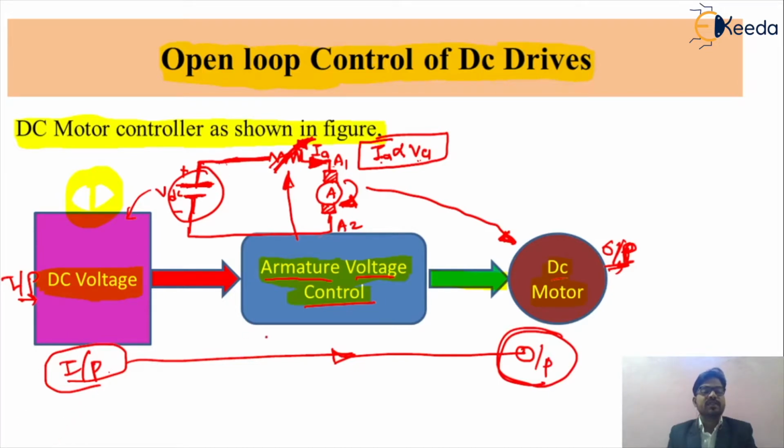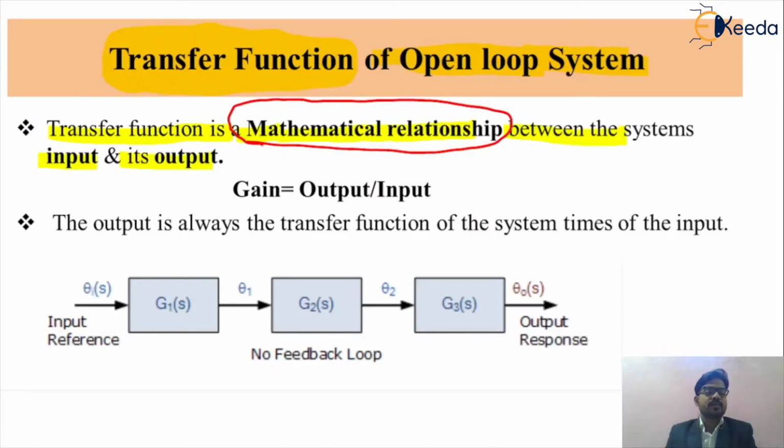Friends, in the transfer function we get one important term called gain, and gain is output divided by input. This is a very important thing in concern with the transfer function of your open loop system. In the transfer function of your open loop system, we are studying the mathematical relationship between the input and the output, and gain is the output divided by the input. This is called the gain of your system.